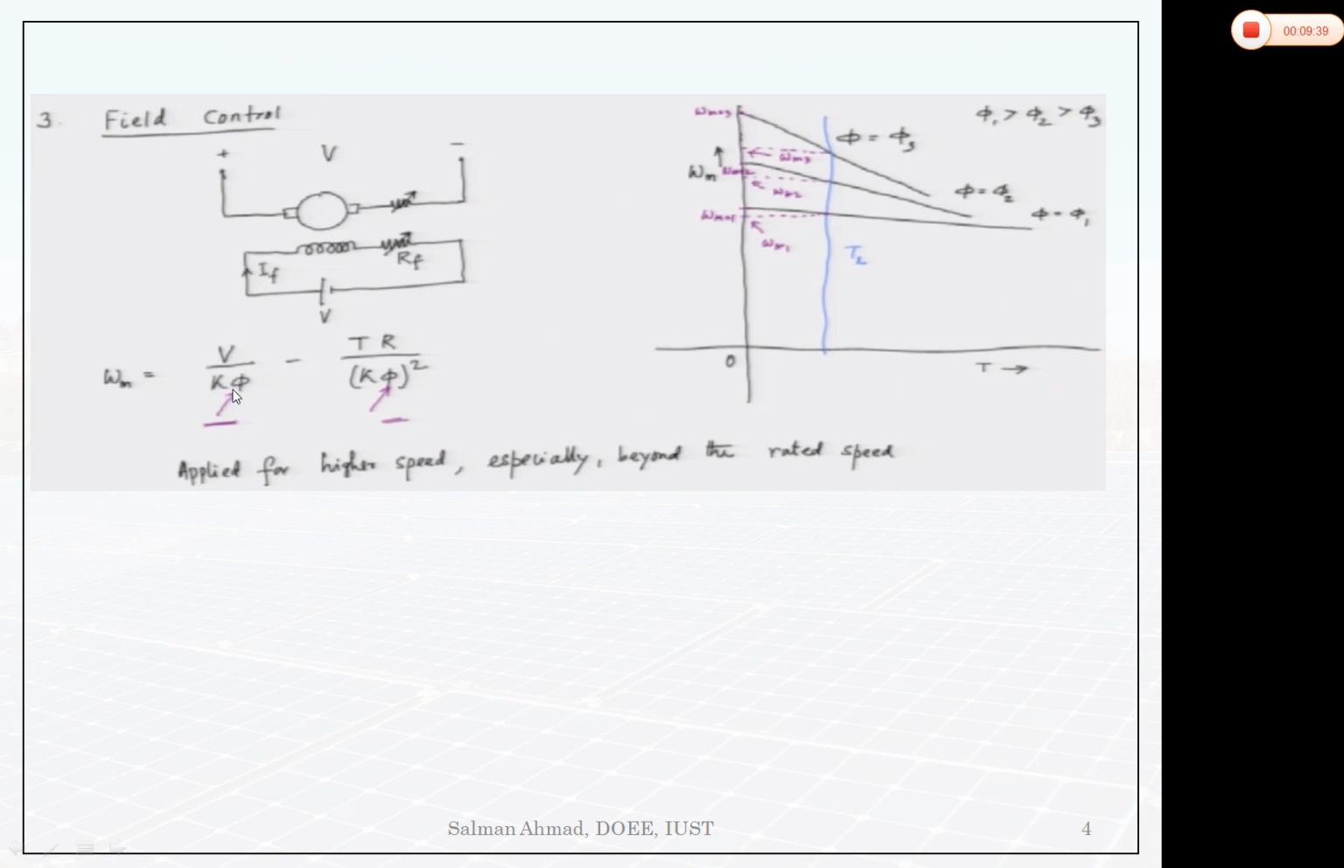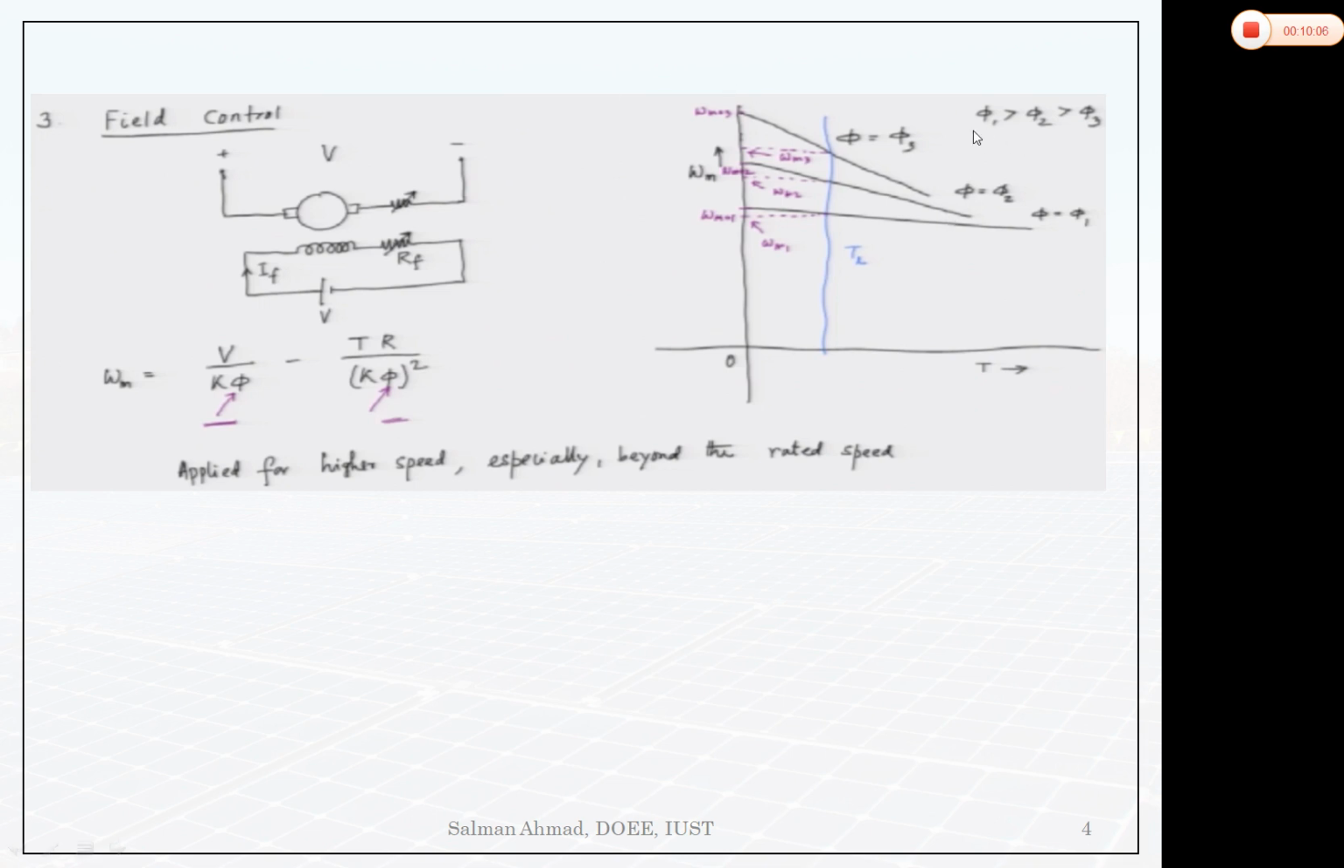So we have to decrease the flux. If we decrease the flux, this quantity will change, also this quantity will get changed. If we decrease the flux, this will increase, that means the no load speed will increase, also the slope will become more steep, or the slope will also increase. We cannot increase flux beyond the rated value because there will be a saturation problem in the machine. So we are only decreasing the flux.